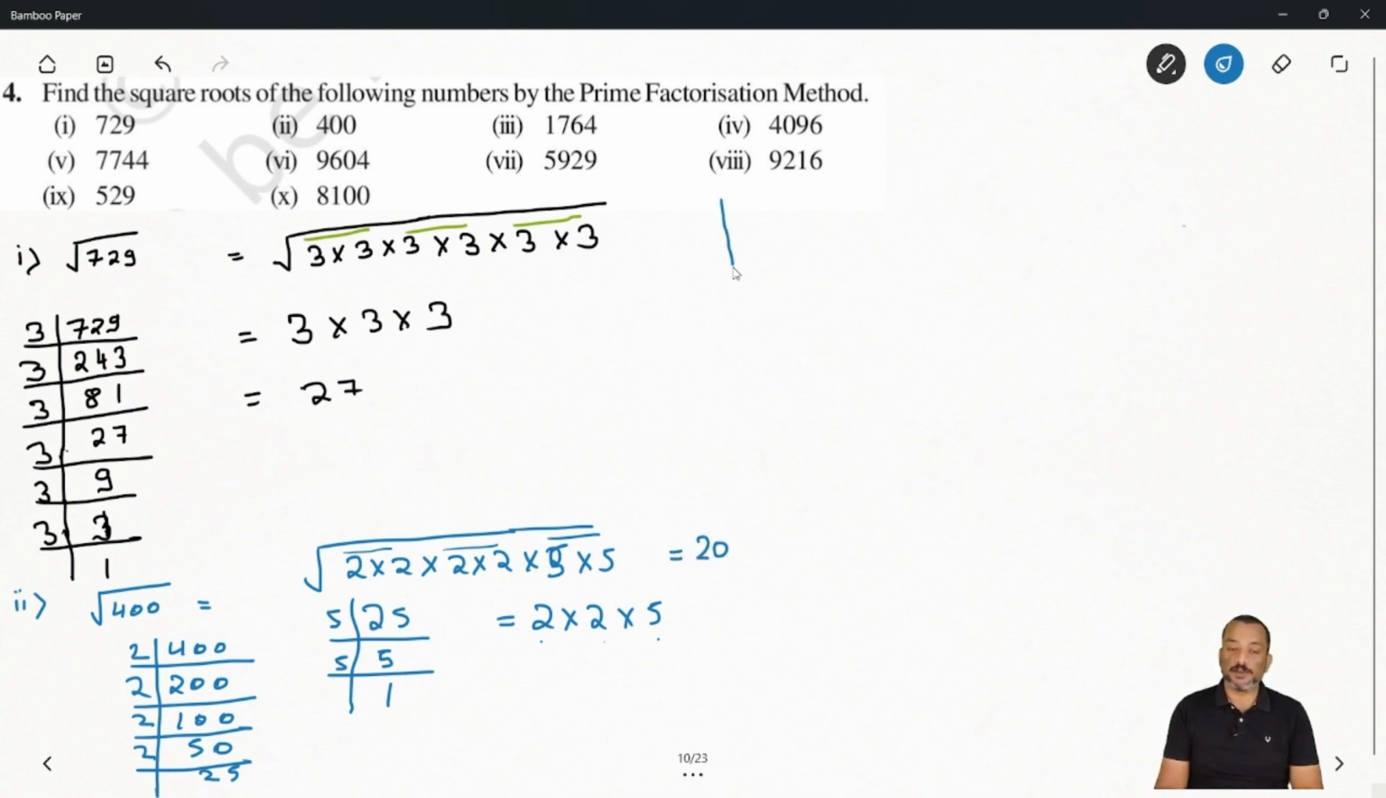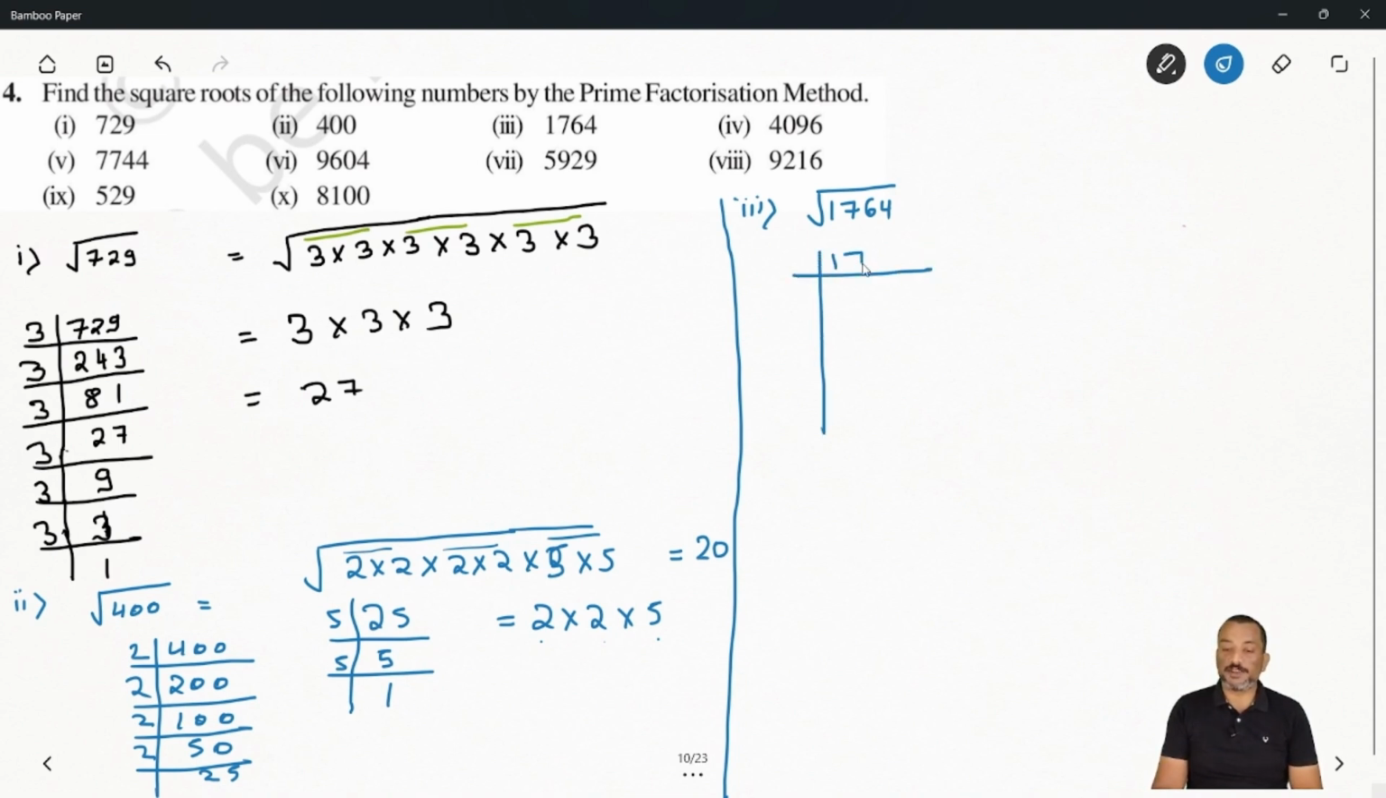Now let's try question number 3. So the third question is given, we have to find the square root of 1764. Okay, same way we will do the prime factorization of this one. So let's try 1764. So go with 2. So how much will you get here? Going with 2, you will get 882, and 441. Now it is not going with 2 because the ones place is 1.